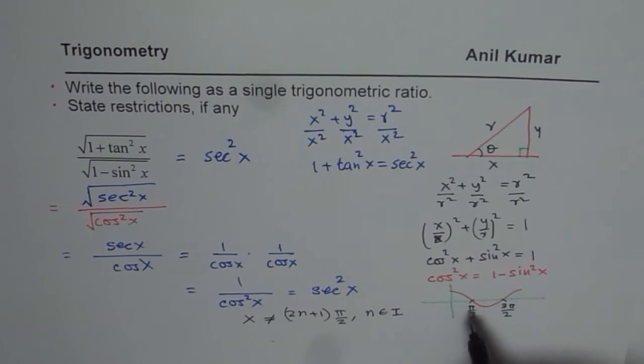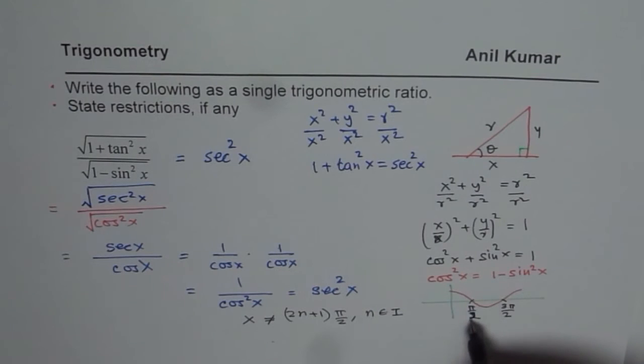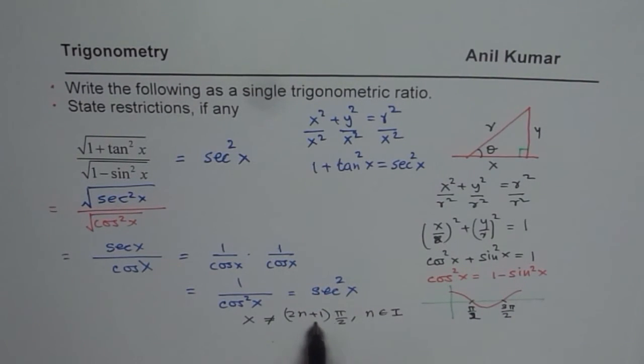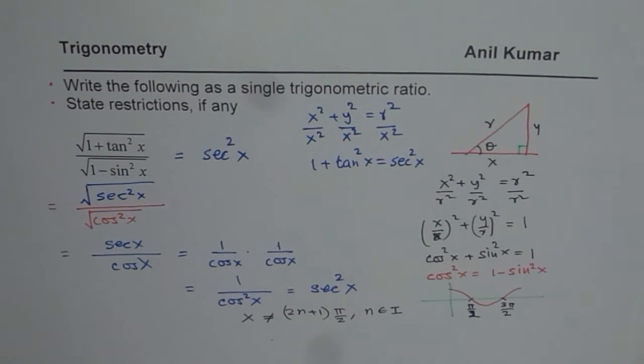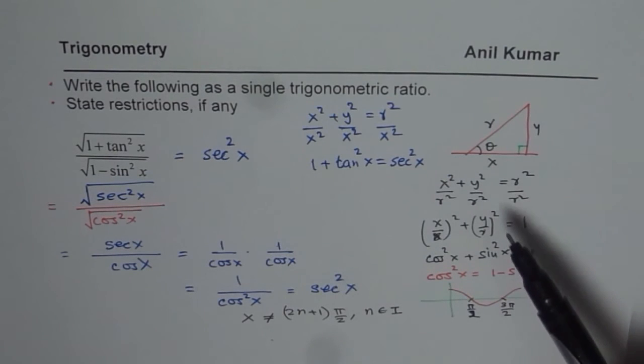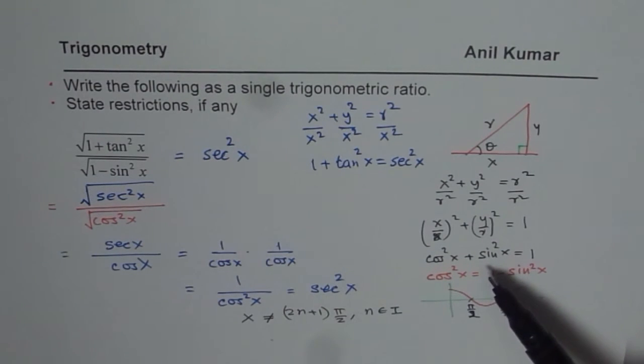So those of you who are doing it in degrees, well, this is pi by 2. They can write this as 90 degrees and 270 degrees, correct? And then use the same expression. That becomes 90 degrees, right? So they could use degrees also. This is in radians. So I hope you understand how to solve such questions. So basically, we are using the Pythagorean identities and then writing them as a single trigonometric ratio. Thank you.